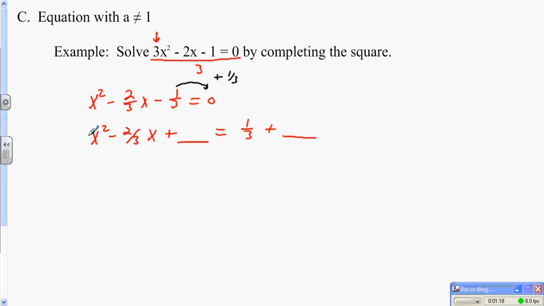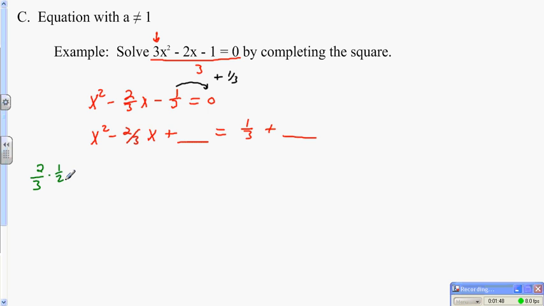Now, 2/3 is our x coefficient. It's actually negative 2/3, but it doesn't matter if you bring the negative with it or not. The reason being, when I square it, it'll turn positive automatically. So I'm just going to look at it as a positive 2/3. Now instead of saying 2/3 divided by 2, I'm going to multiply by a half. It means the same thing.